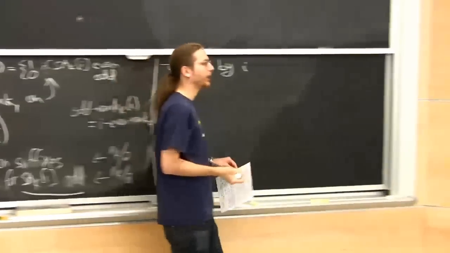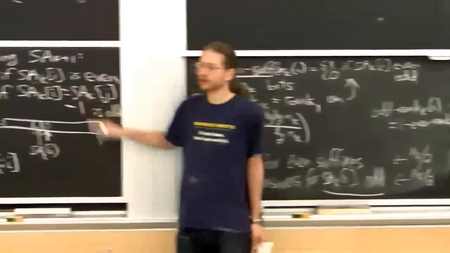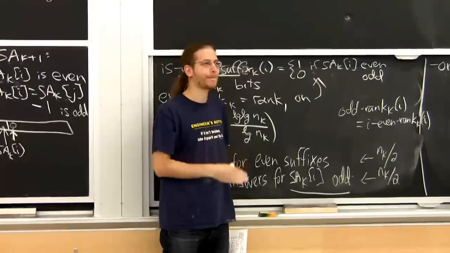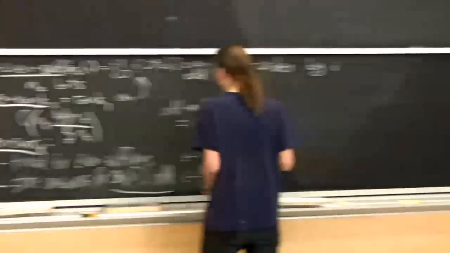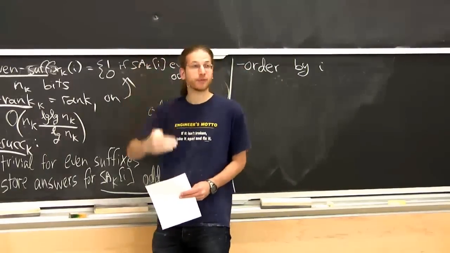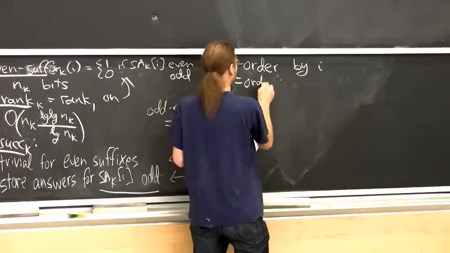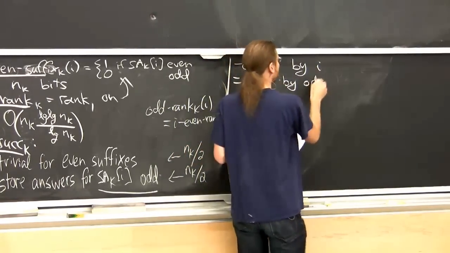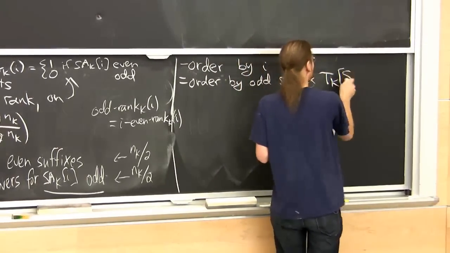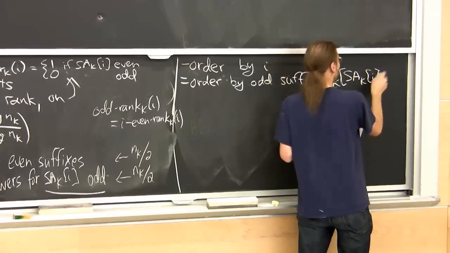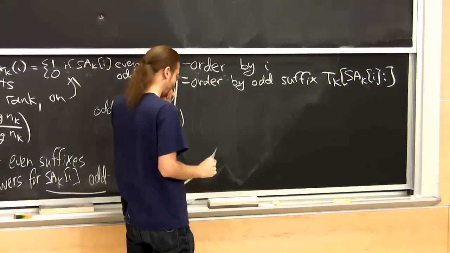Let's think about if I'm storing these answers, the even successor answers, these j values, in order by I. I claim that order is a very special order. Because what does it mean to order by I? Ordering by I means the suffixes are sorted. So this is the same thing as ordering by an odd suffix in TK. It's TK from SA of I onwards. That's the suffix that we're sorting by.